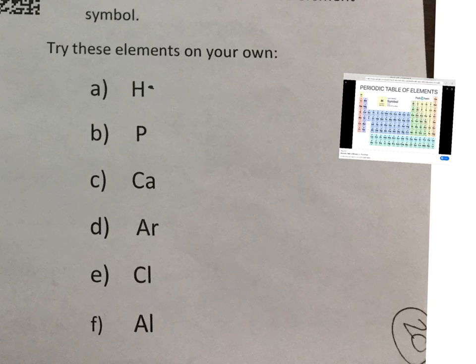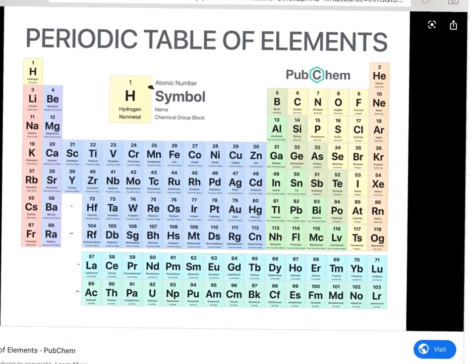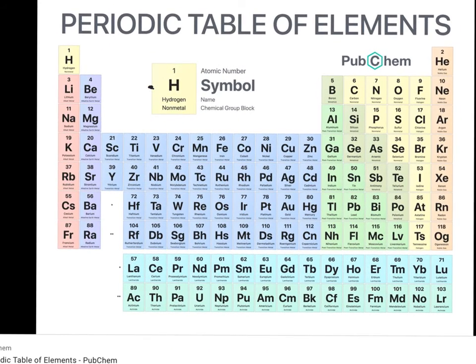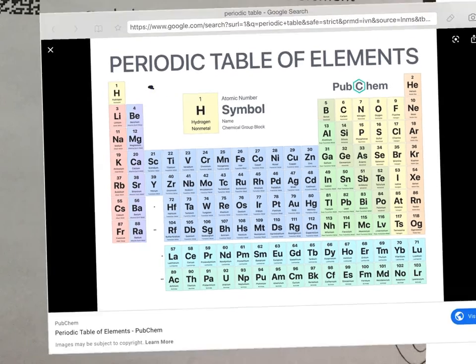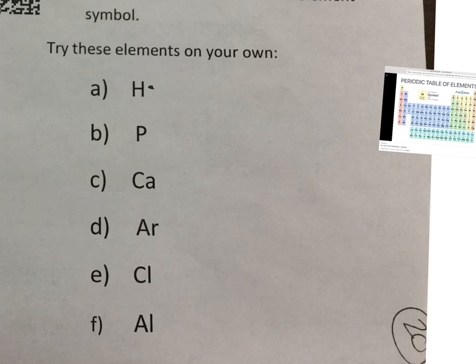Okay? Let's see, P is for phosphorus. Where's phosphorus at? 1, 2, 3, 4, 5. So it's got 5 total. Let's go ahead and dot these bad boys. 1, 2, right? Wrong. 2, 3, 4, 5. Just like that.